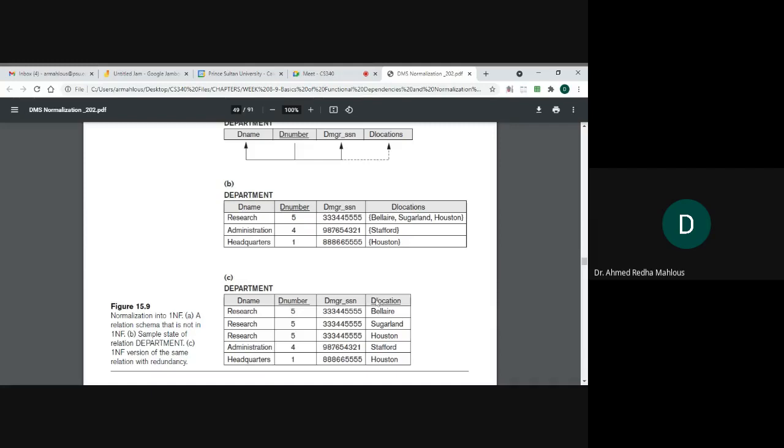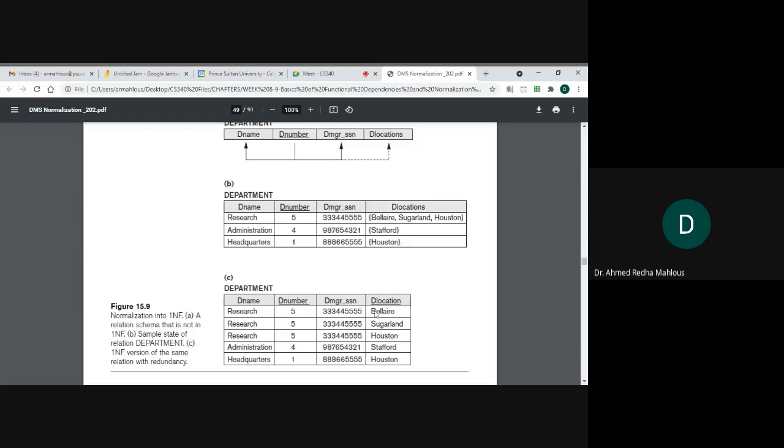number and the location. Because if D location was not a primary key, and I tell you I have the name Research, the number 5, manager 5555, you cannot tell me exactly which location, because these 3 values, the name, the number, the department manager, are the same. So here we propagate, we add to our relation the primary key, that is the location. Now the combination of the number and the location, automatically you can differentiate between this tuple and this tuple.